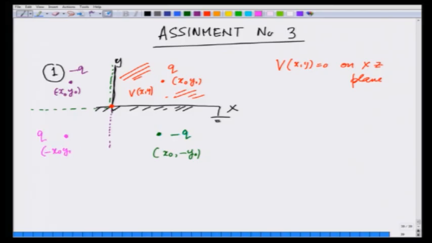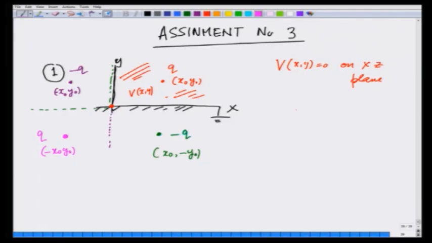To neutralize this, I take a third image charge which I put at this point, which is plus q at minus x naught, minus y naught. Now, you will notice that the charge in pink and the charge in green make the potential 0 on the yz plane, the real charge in red and green make the potential 0 on the xz plane, and minus q in purple and pink again make it 0 on the xz plane, minus q and red q, the real charge, make it 0 on the yz plane. So, all these sets of charges make the potential 0 at the desired boundary.